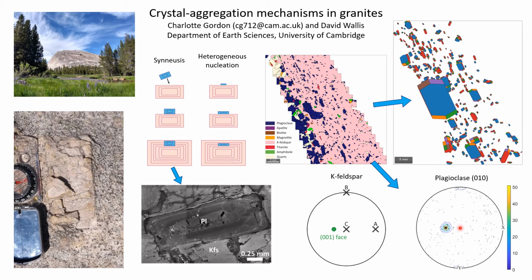You can see that here, where the cluster of the plagioclase faces lines up exactly with where the K-feldspar face is. This is all strongly in support of synneusis as the main clustering mechanism in these granites, which suggests that maybe the granites are more turbulent than previously thought.